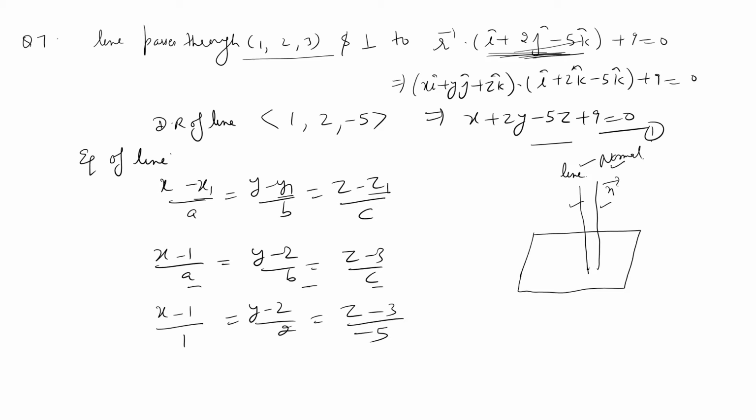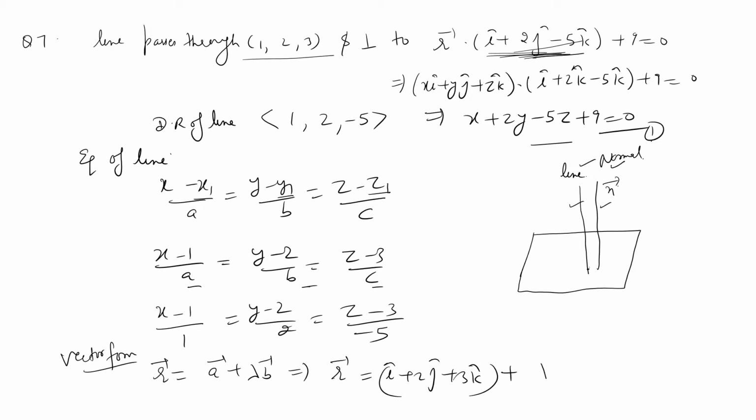Now dear students, if I want to change it to vector form, how can I change it? The vector form is a plus lambda b. That is, the a vector is the point from which it is passing, so it is i plus 2j plus 3k, plus lambda times the b vector, which I got with this direction ratio. So it is i plus 2j minus 5k, which is the desired equation.